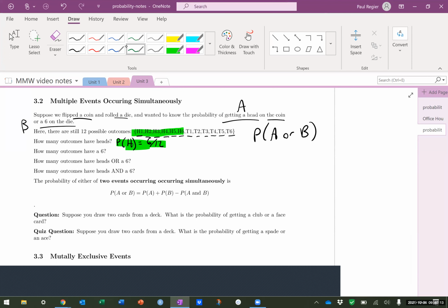Yeah, so what about this? How many outcomes have a 6? Notice this one is a 6 and this one is 6. So 2 outcomes have a 6. So the probability of getting a 6 is 2 out of 12.